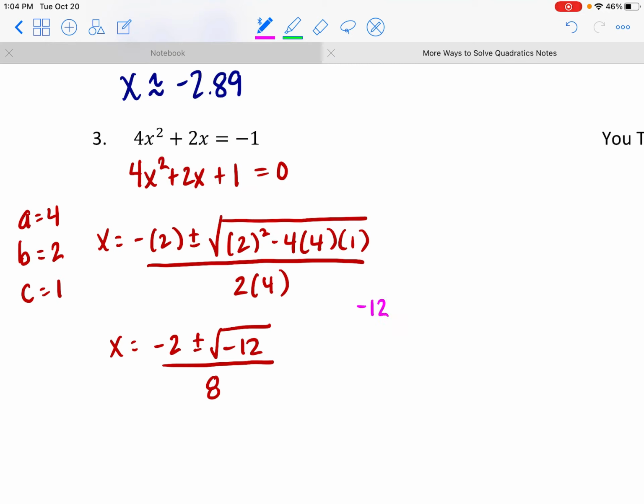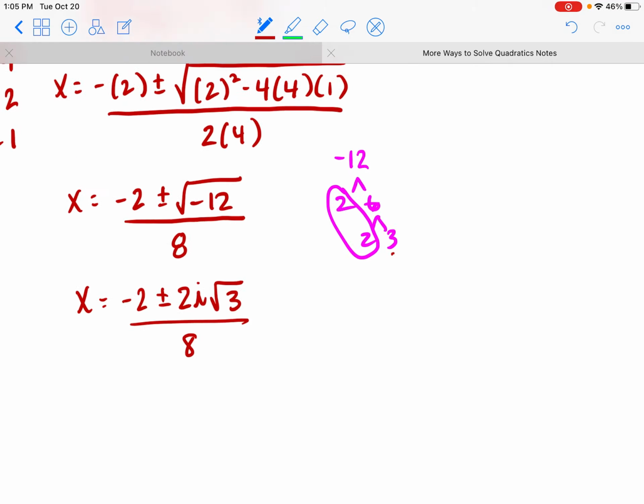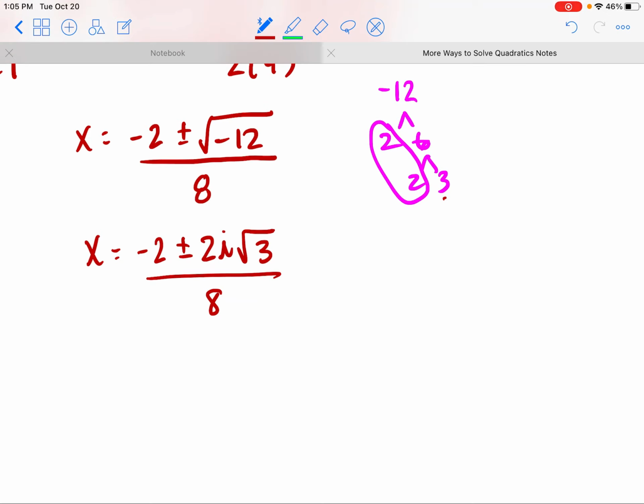And let's see, negative 12. Well, 2 times 6 and 2 times 3 means a 2 comes out. So we are looking at negative 2 plus or minus a 2 comes out because it's negative, and i comes out, and then leftover is going to be a 3, and then on the bottom we've got 8. And now we can reduce this because outside of the radical, before the plus or minus, this 2, 2, and 8 all have a 2 in common, we can reduce by 2. So we're going to be left with negative 1 plus or minus 1i radical 3, all divided by 4.